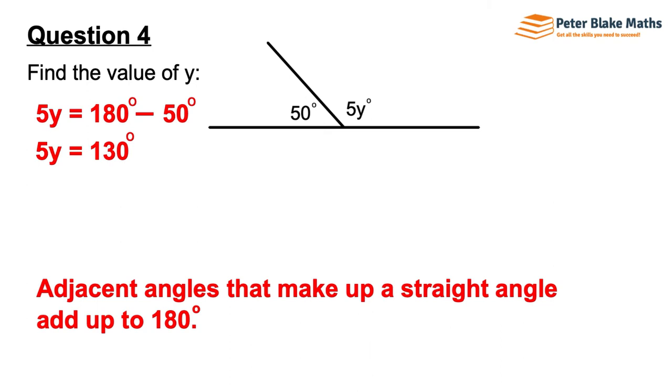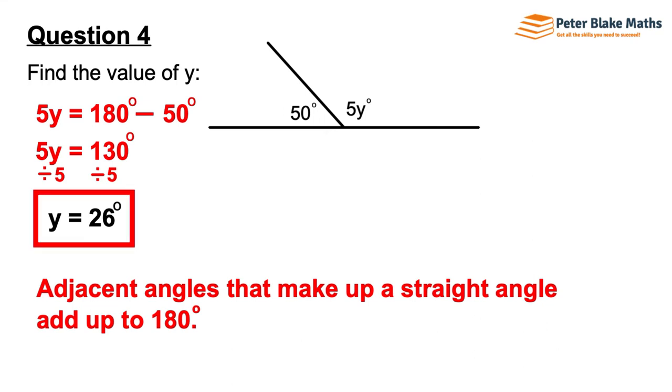The 5 is multiplying by the y, so to get y on its own we'll do the opposite to both sides. So the opposite of a 5 times is a divide by 5. We'll divide by 5 both sides. On the left hand side we'll be left with y, and 130 divided by 5 is 26 degrees. I think that's the third question in a row that had an answer of 26 degrees. But anyway, what can you do?